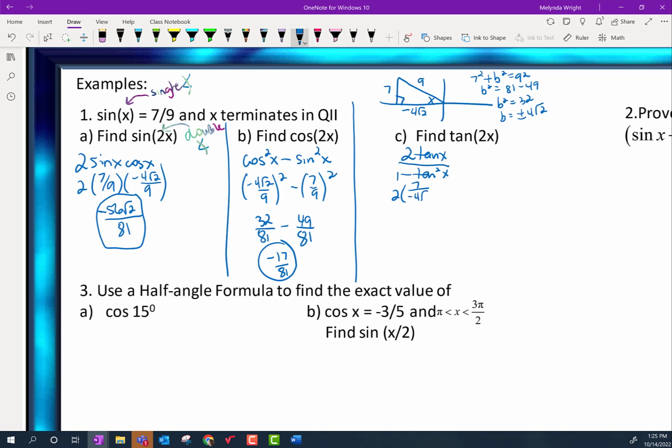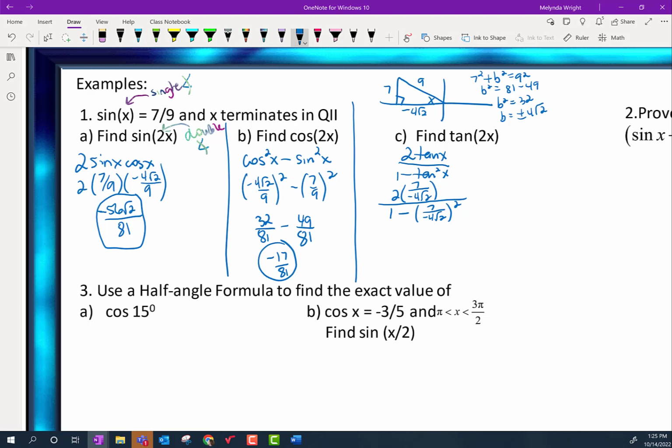Adjacent is negative 4 root 2 over 1 minus, and then we already know what tangent is on that triangle: 7 over negative 4 root 2, squared. Okay, so we plugged into our formula. All we need to do now is arithmetic. Yay, arithmetic. Okay, I'm not that big of an arithmetic fan, sorry. So 2 goes into 4 2 times, or actually we can just leave it. We'll simplify it as we go.